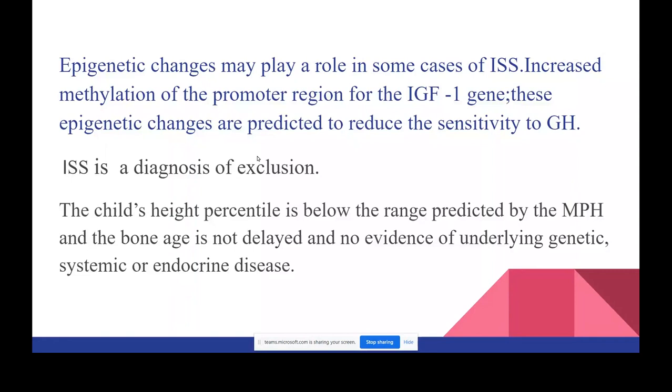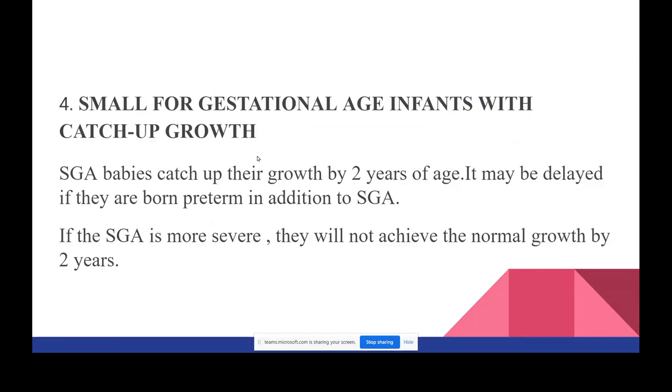Now the last entity of the common variant of short stature, small for gestational age infants who catch up their growth. Usually the small babies catch up their growth by the age of 2 years. But it may be a little delayed if they are born preterm, other than the SGA or IUGR. But if the IUGR or small for gestational age is more severe, they will not catch up the normal growth by the age of 2 years. So this is again the normal variant of short stature.